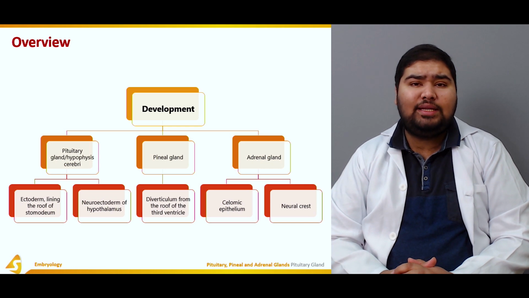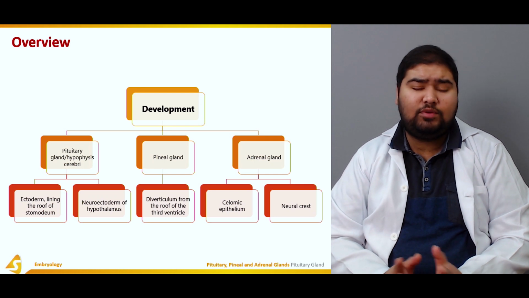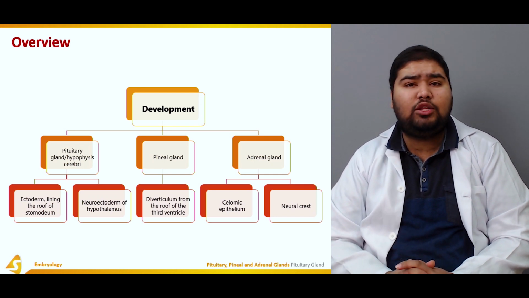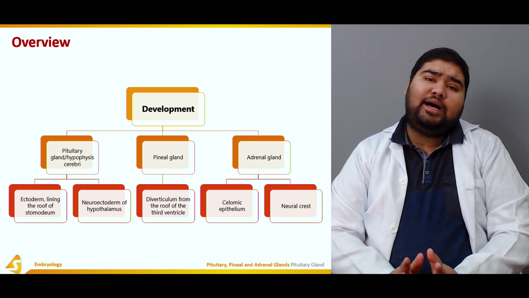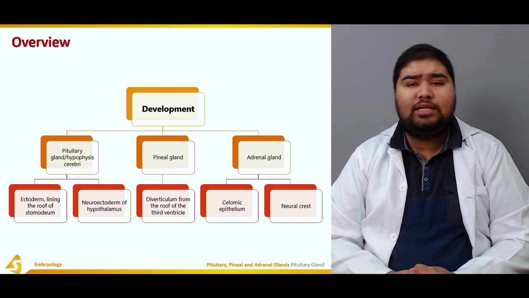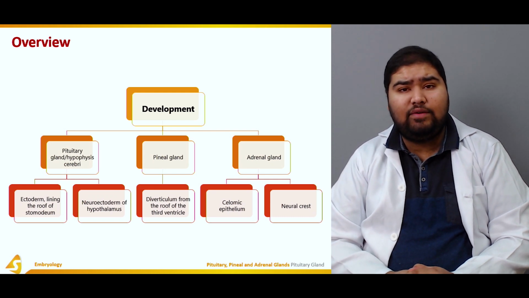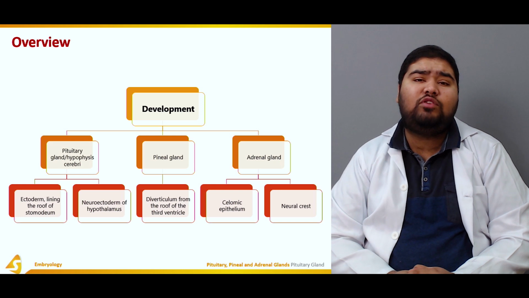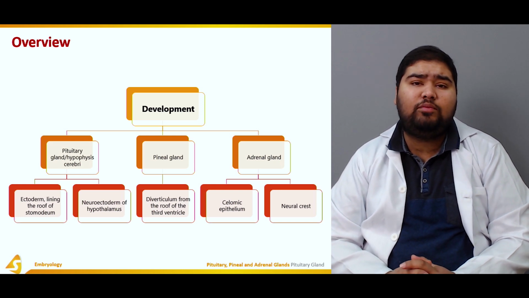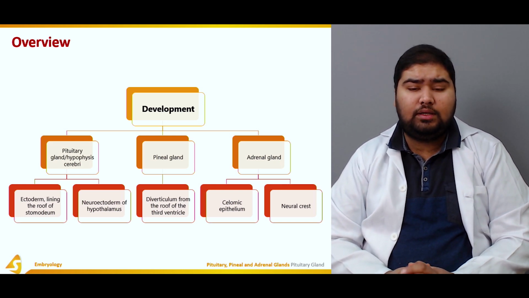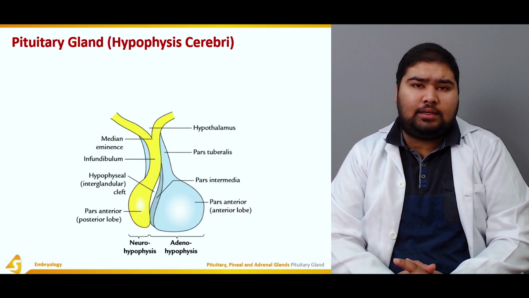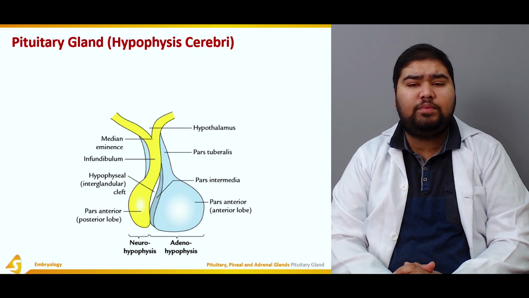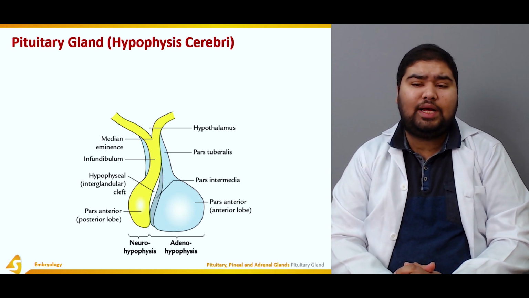So the pituitary gland, it develops from the ectoderm as well as the neuroectoderm. The ectoderm which lines the stomodium, and the neuroectoderm of the hypothalamus. In case of adrenal gland, it arises from the coelomic epithelium as well as the neural crest tissue. However, in case of pineal gland, it develops from a diverticulum that comes off from the roof of the third ventricle.